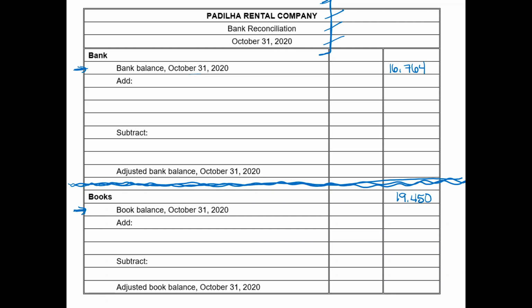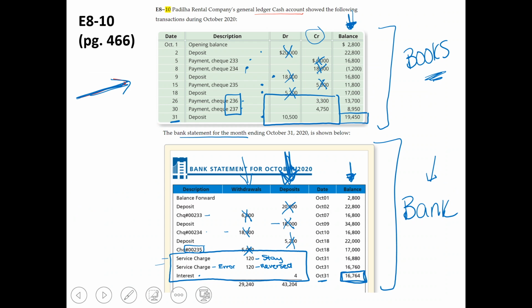And these get subtracted on the bank side because it's going to be money coming out of the bank once they clear. So we'll subtract outstanding checks, and we need to actually note the specific check number so we can look and see if they've cleared in the following month. Check 236 and check 237. This one was $3,300, and 237, $4,750.